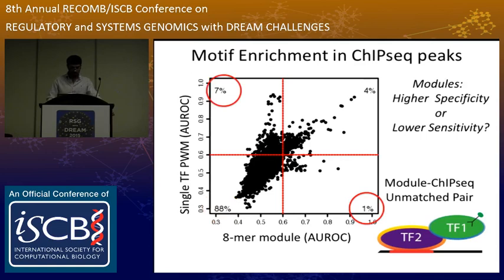But what was quite interesting is that in this case, 7% of the pairs were predicted by the PWMs. And since it is such a rare event, this seems to suggest that the 8-mer modules are more specific in sorting out these false positives, although this is not really ruled out by this analysis.